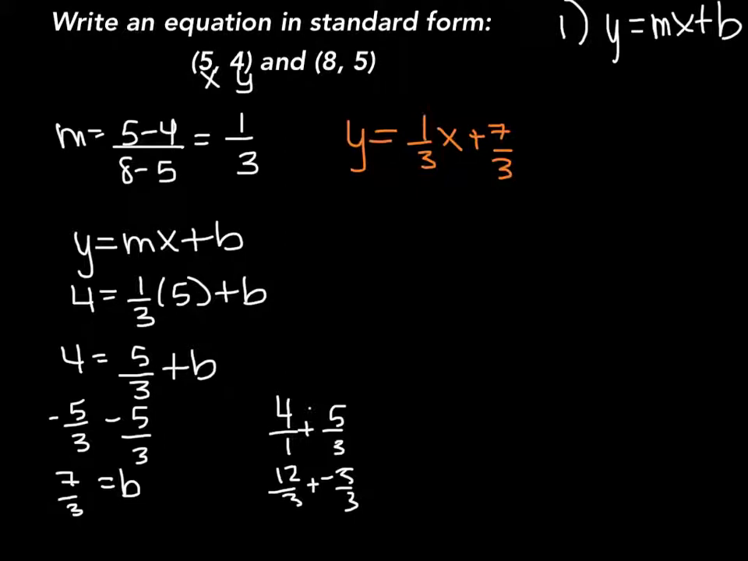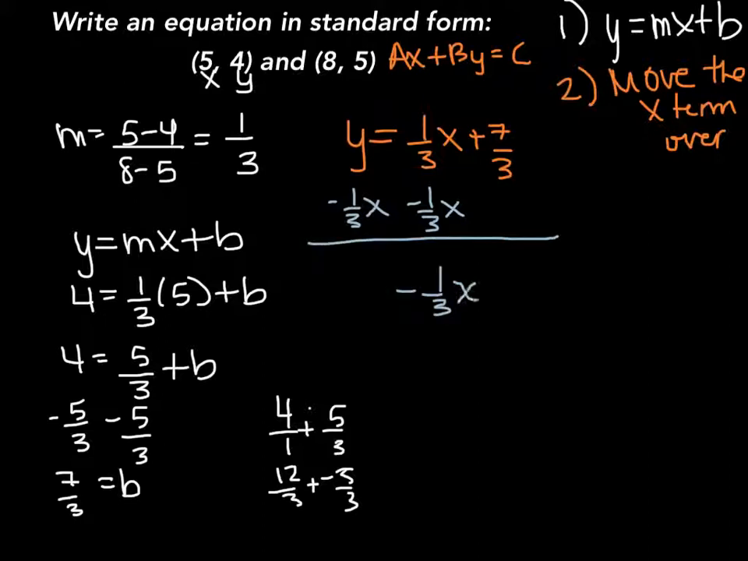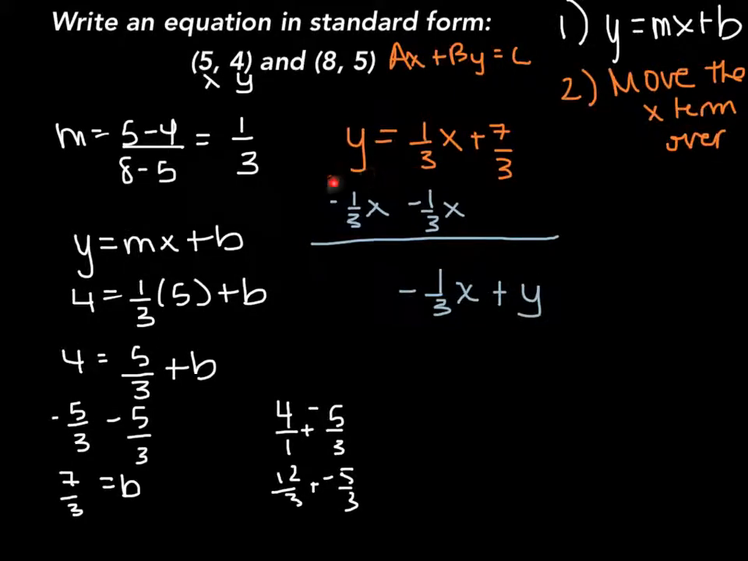But that's just step one, so that's putting it in slope-intercept form. So then the next thing to do to start to get it into standard form is to move the x term over. Because in standard form, which is ax plus by equals c, x and y are on the same side. So to do that, I'm going to minus 1/3 x, minus 1/3 x, but then the order matters. I want the x to come first. So it's going to be negative 1/3 x, because that's the negative quantity, and then plus y, because y is positive, and then equals 7/3.